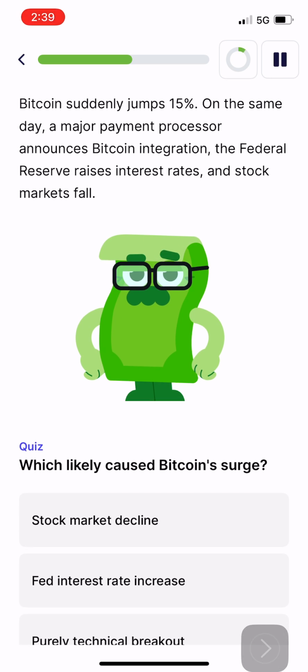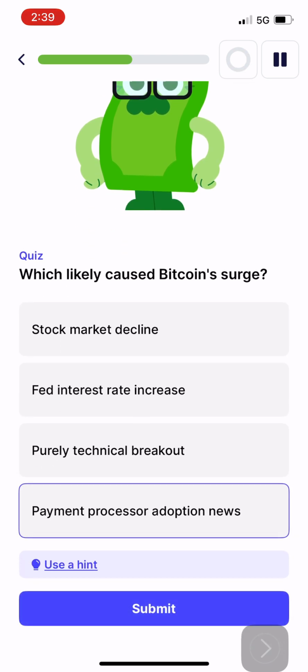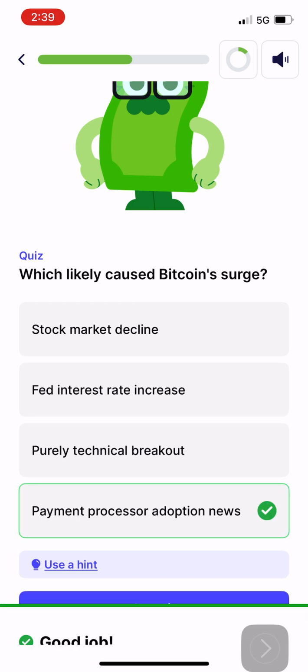Bitcoin suddenly jumps 15%. On the same day, a major payment processor announces Bitcoin integration, the Federal Reserve raises interest rates, and stock markets fall. Which likely caused the Bitcoin surge? Stock market decline. Fed interest rate increase. Purely technical breakout. Yes, you're right.